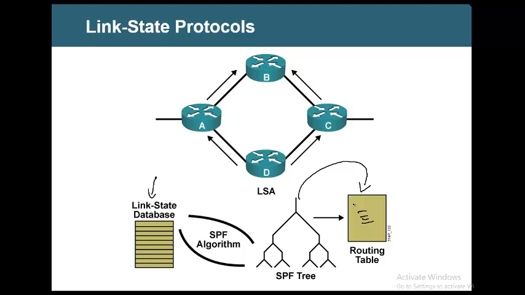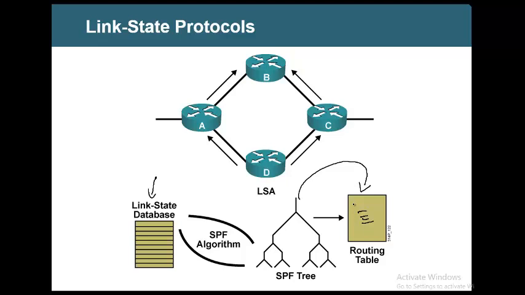That's a nice approach. A link state protocol decides the route based on the link state database, which is a collection of link state advertisements from all the routers. Because you got the link state advertisements from all the routers, you got a complete picture of the topology.